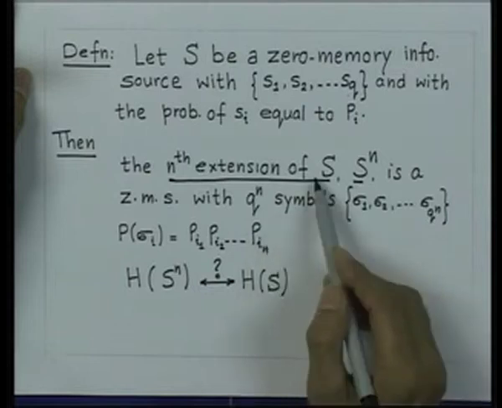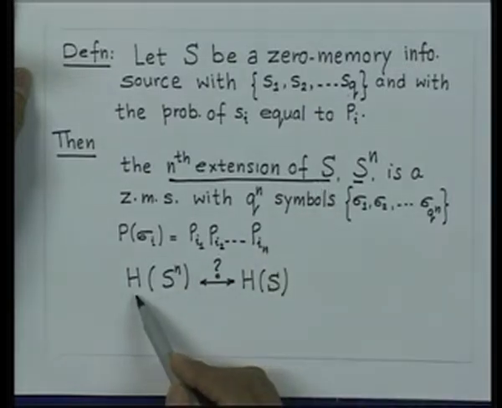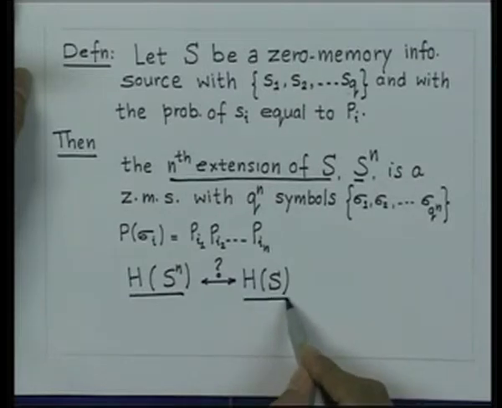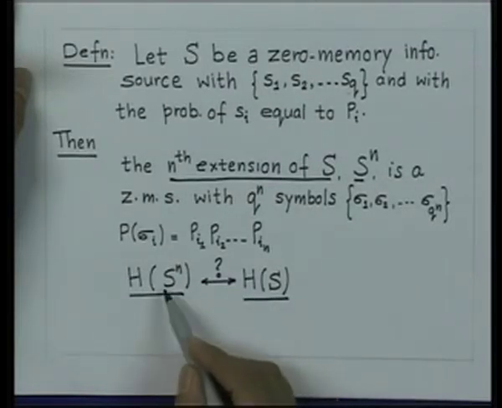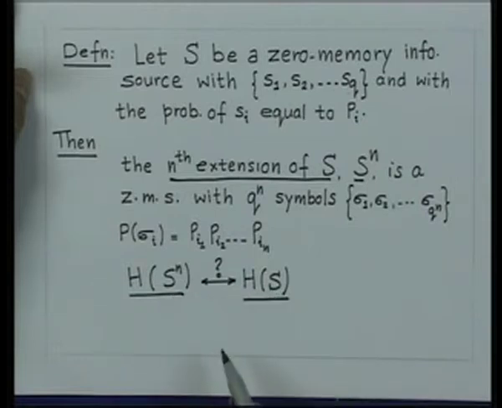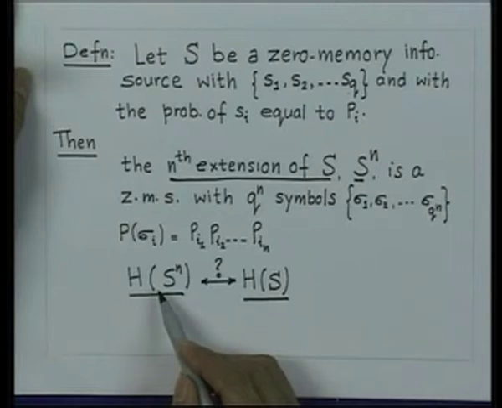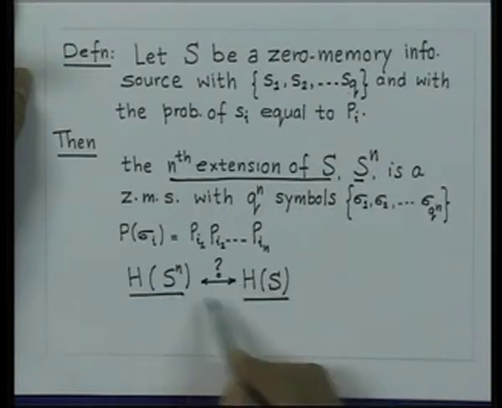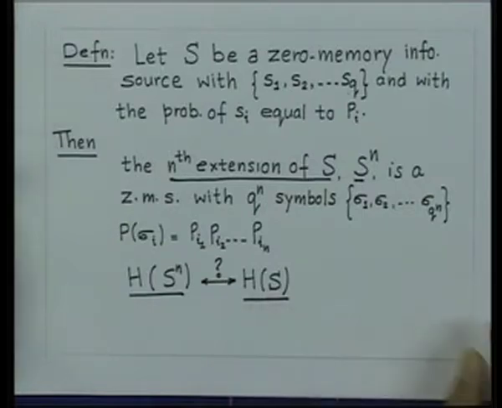Now, the question is, I have the entropy of the new source, I have the entropy of the old source. How are these two entropies related? We already know the answer. What we expect is it should be n times H(S). Let us see whether we can prove this formally.